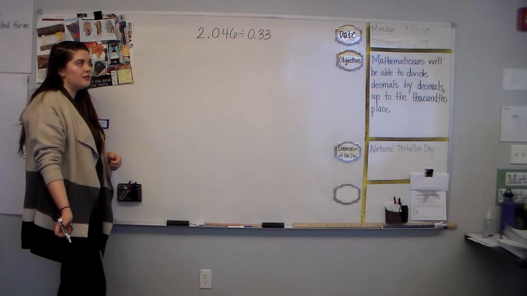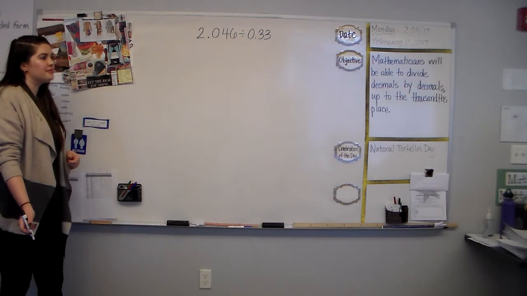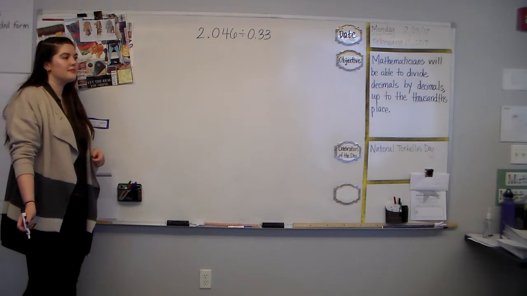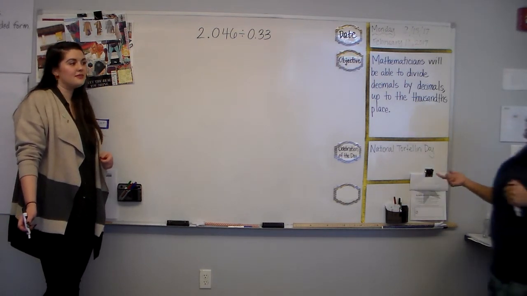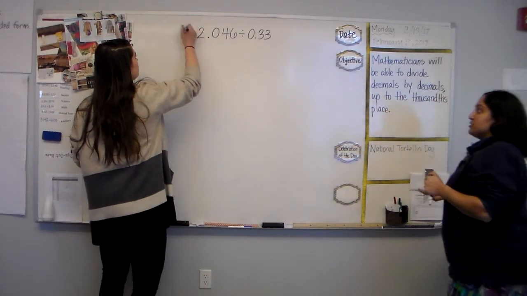Mathematicians will be able to divide decimals by decimals up to the thousandths place. So the first thing we're going to do is label our dividend and label our divisor. Go ahead and do that.